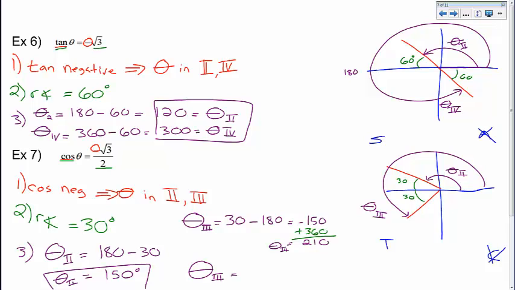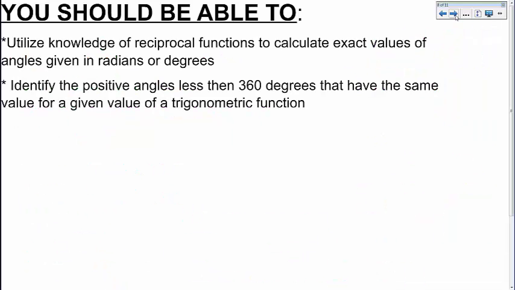The other way is to notice that theta in 3 lies 30 degrees past the 180 degree bar. So what I could say is 180 degrees plus the value of my reference angle, 30, will equal the value of my angle, which comes out to 210 degrees, the same value. In either case, theta in 3 is equal to 210 degrees.